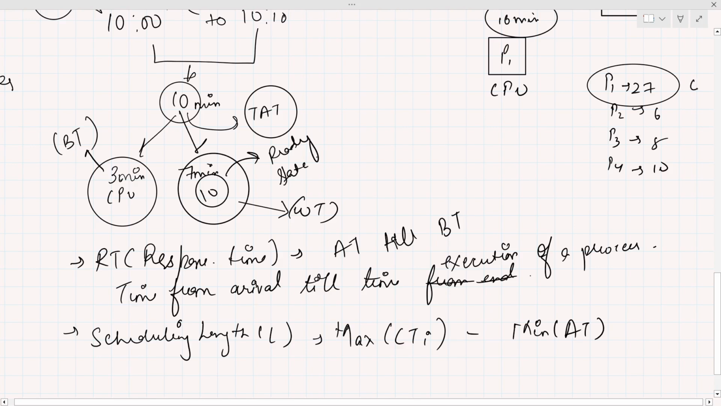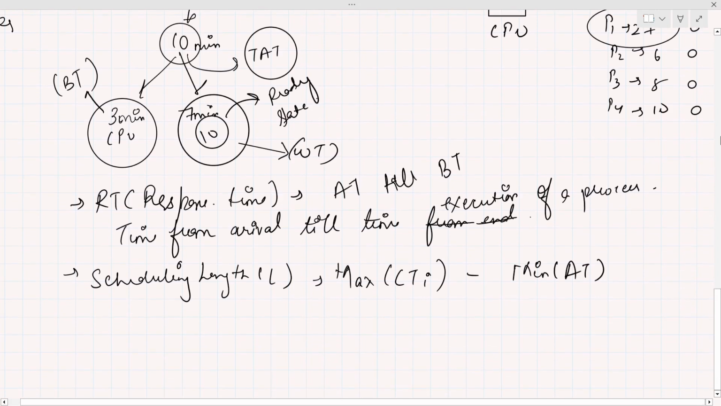Let's say all processes come at 0, so 0 is the arrival time of all the processes, and you can choose any process. The difference of these two is basically the scheduling length. I hope it is clear what the scheduling length is: the max completion time of a process minus the minimum arrival time of a process.